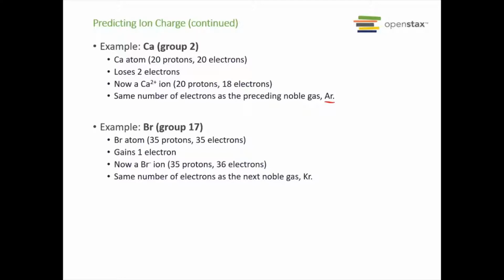Bromine, which is in group 17, the neutral bromine has 35 protons, 35 electrons. It wants to gain 1 electron to become Br-, and this is now the same number of electrons as krypton, 36. But it has 1 extra electron than protons, hence the -1 charge.